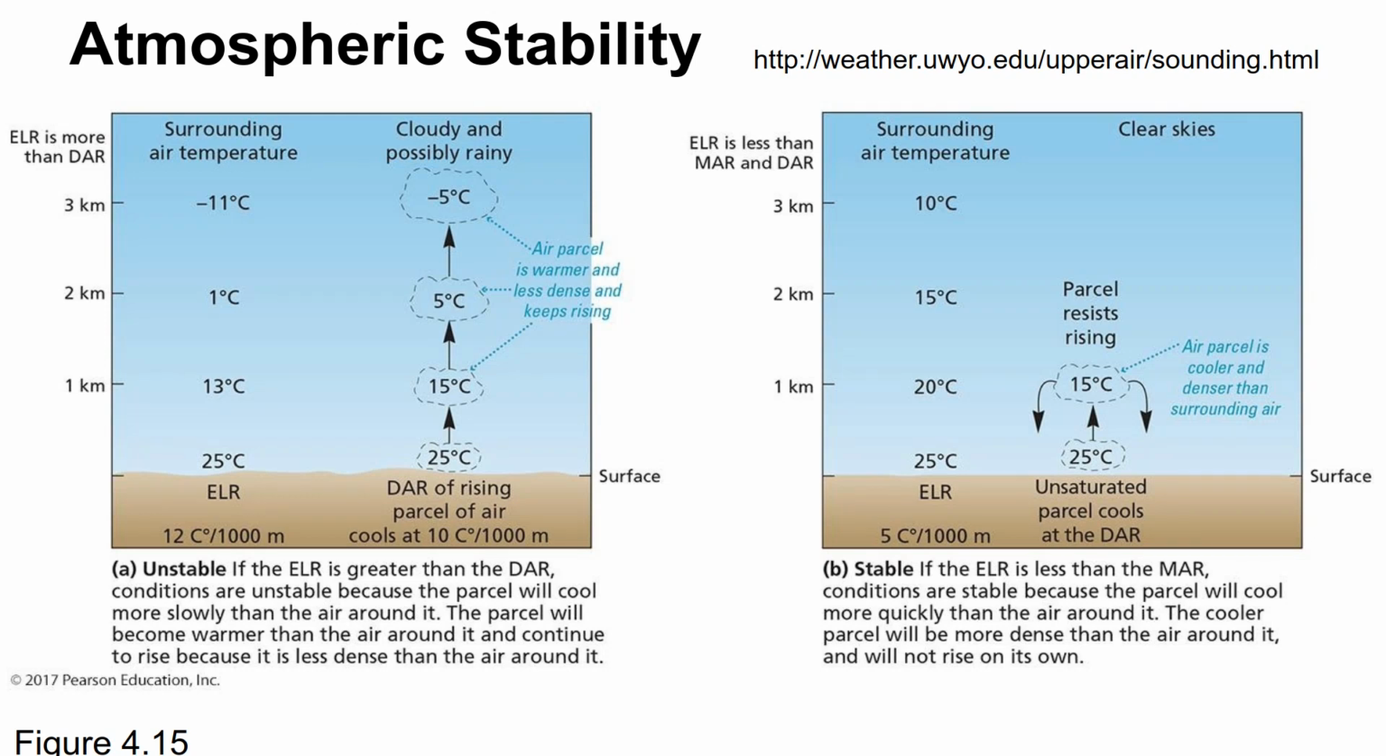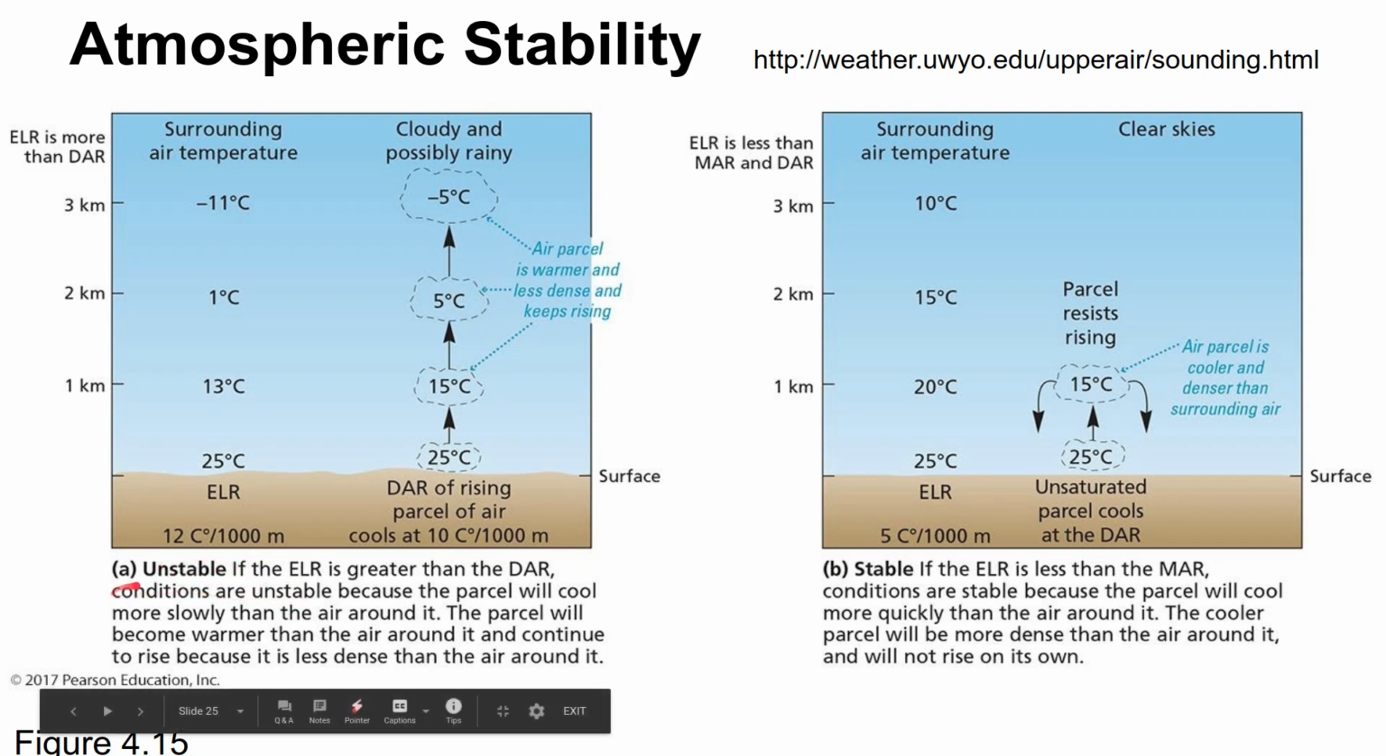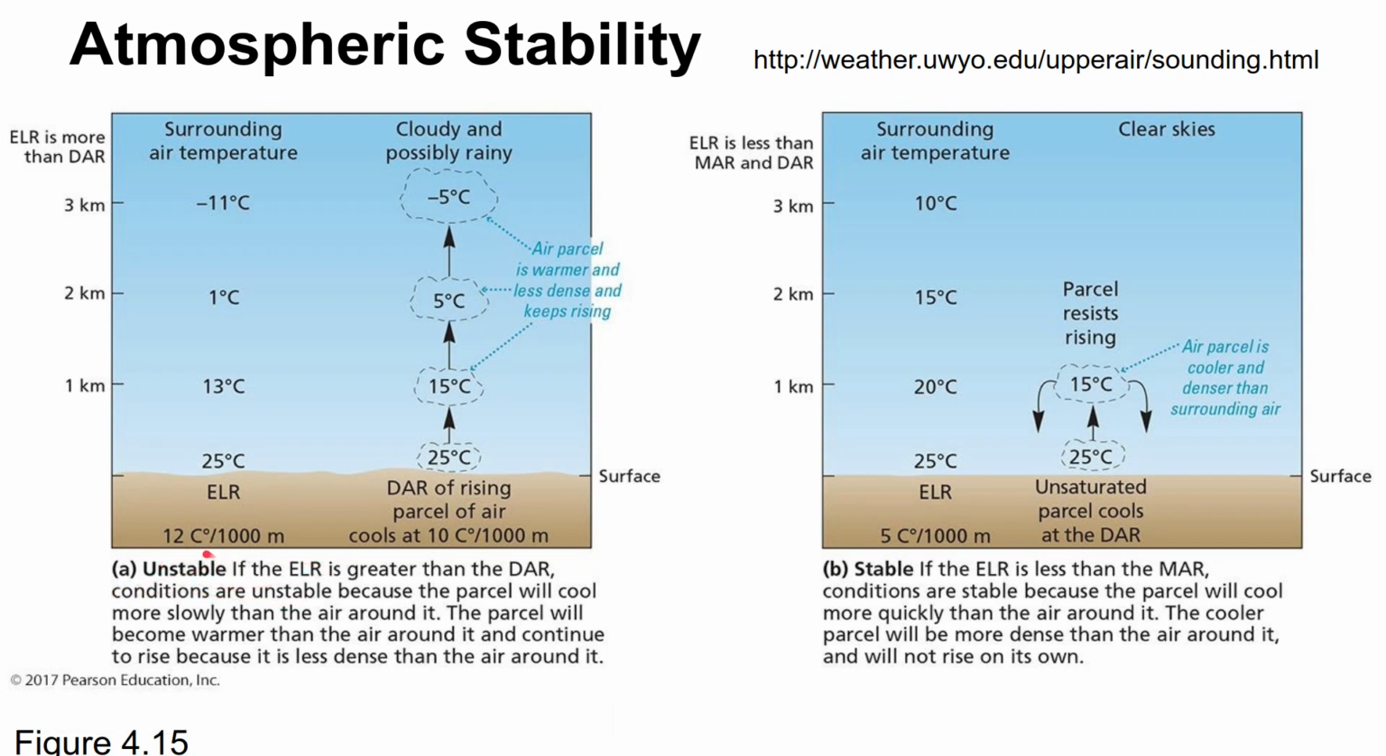So here we have a couple examples. Again, I will always have to give you the environmental lapse rate. So the environmental lapse rate is given as 12 degrees, and right off the bat, I can tell you this example is unstable. Well, if you're reading the caption, you know it's unstable. 12 degrees of cooling of the environment is a faster rate of cooling than 10 degrees. So if the environmental lapse rate is higher than the dry adiabatic rate, we say the atmosphere is unstable.